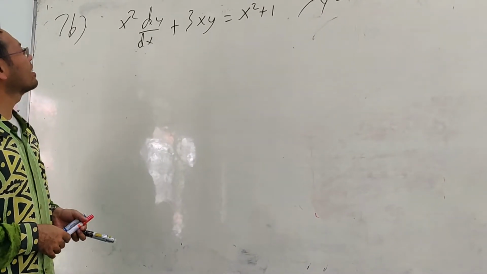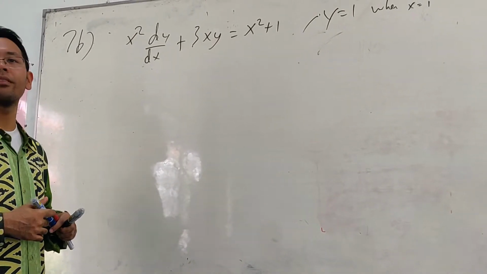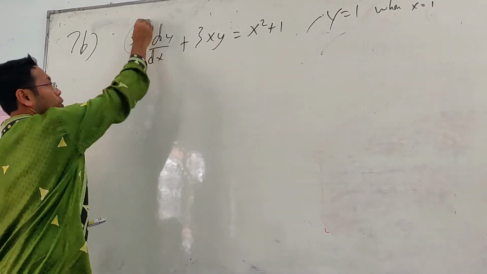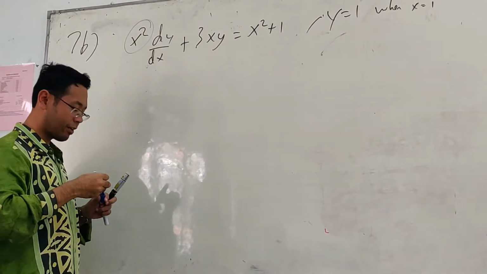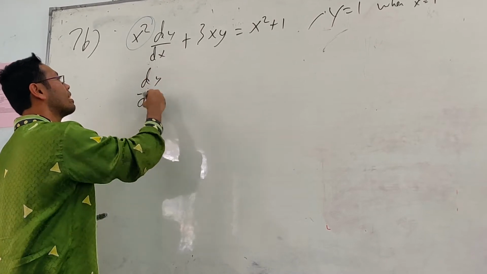Question, let's go a bit quickly. So firstly, why can I not start straight away with the IF? Because there's this x squared; you want to divide so the dy/dx is alone. You're right, viewers, watch the first video. So firstly, we divide everything by x squared.